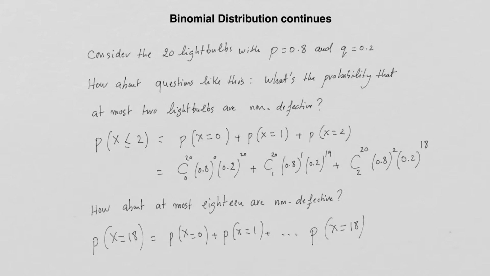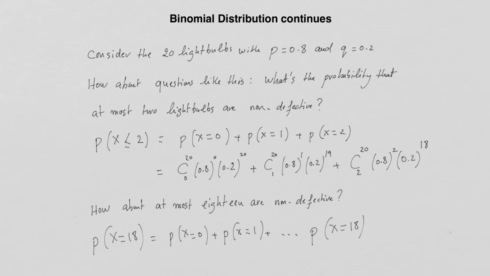What about at most 18 are good? At most 18 means 0 good, or 1 good, or 2, or 3, all the way to or 18, right? Now, you don't want to do this approach again here, right? Because you would have to do this one, and this one, and the next one, and the next one, and the next one, all the way to the 18th one. Can you imagine adding 18 of those types of expressions? That's very long. So this is not the approach you want to take.